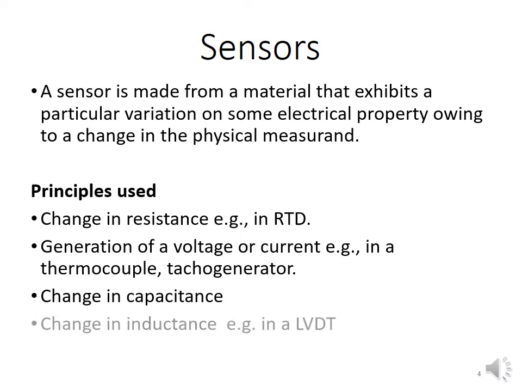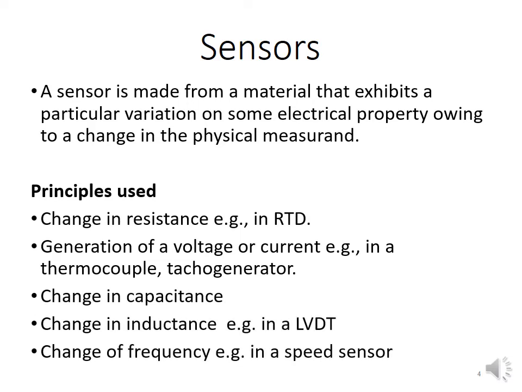A sensor is made from a material that exhibits a particular variation in some electrical property owing to a change in the physical measurement. We have here a list of examples of principles that are used in sensors. We have the principle of change in resistance. It is used, for example, in a resistance temperature detector.